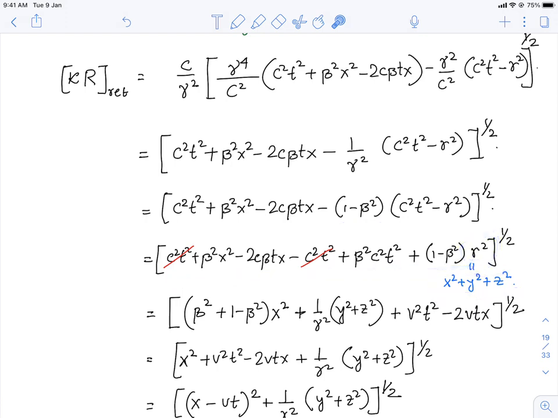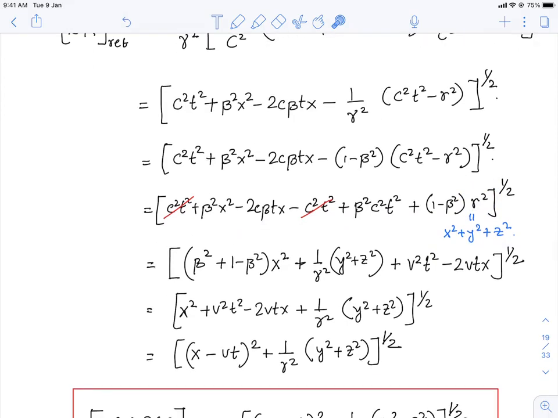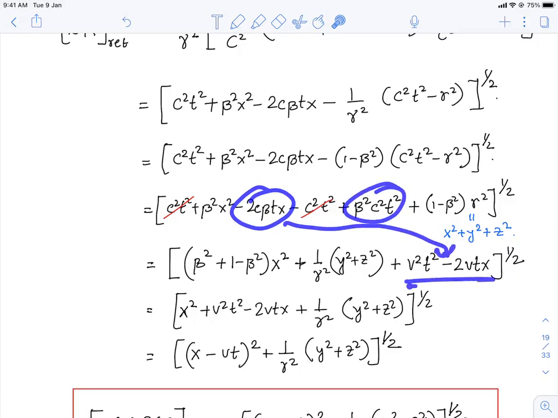Even that I did, and then clubbed the x squares together. You see there's an x square here, and there's an x square coming from this r, and if I club them together, I get beta square plus 1 minus beta square. These two cancel, and that gives me a coefficient of x square, which is just x square. And then the y square plus z square remains in this term. So this is the term, and then there are other terms, this term and this term. These two I have written here.